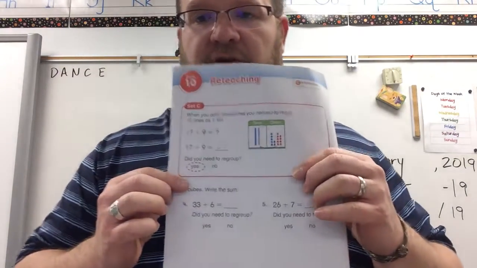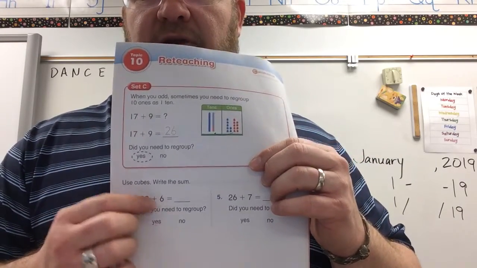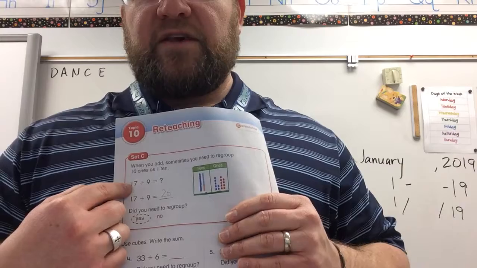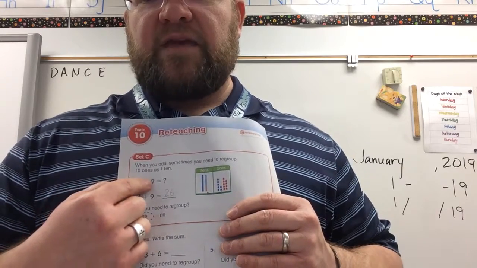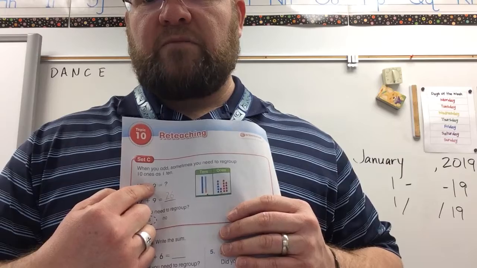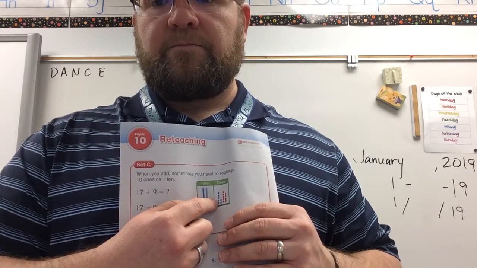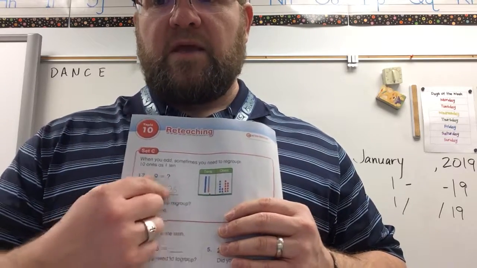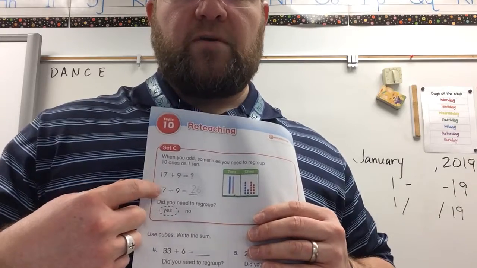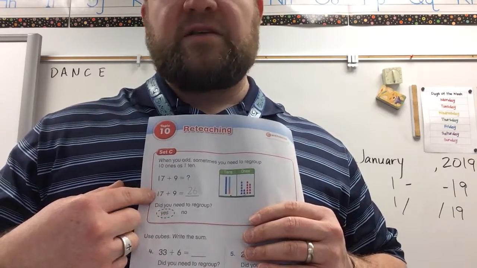So in the center, we're going to look at number 4 first. And for number 4, this is what we're talking about doing here. We're adding 33 and 6. But let's look up here at our example. They started out with 17, and then they added 9, okay? So they started here with a 10 and 7, and then they added some, and they ended up with 26. So we look, and we see that we started with a 1 in the tens place.